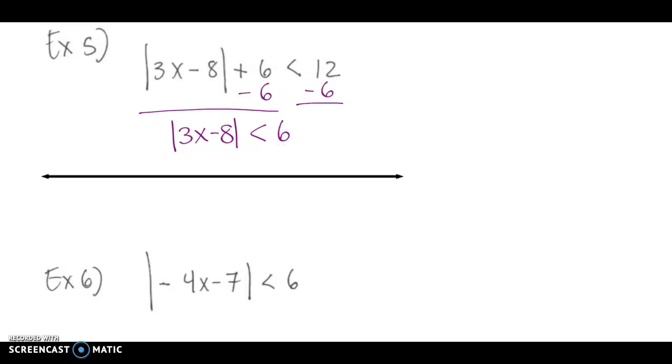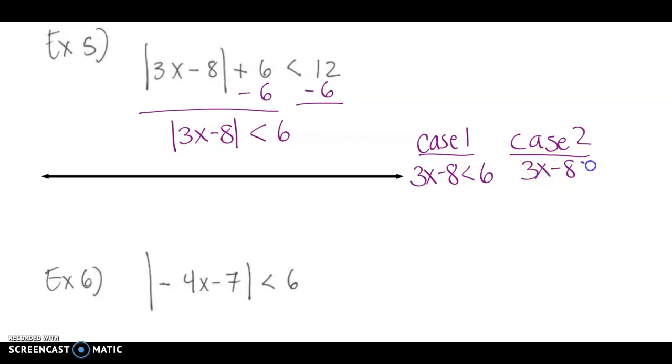So then what we do is we set up 2 cases. We have case 1 and we have case 2. So case 1, we're going to keep this just like it's written, but without the absolute value bar. So 3x minus 8 is less than 6. Case 2 is going to be 3x minus 8 is greater than negative 6. So remember, you have to flip the direction of the inequality when you do the negative.